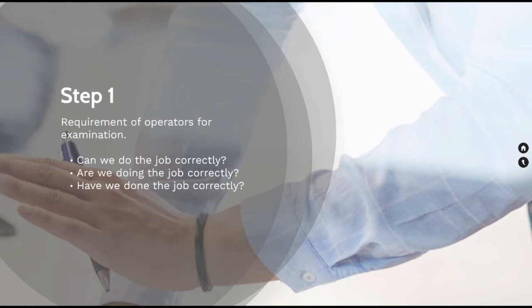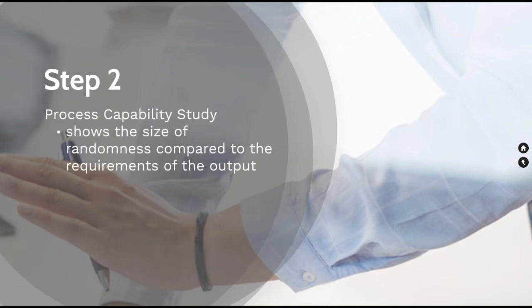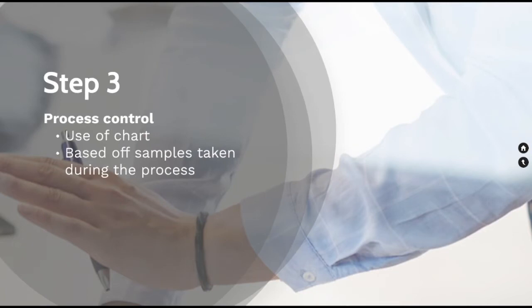The second step, also known as the process capability study, shows the size and the randomness of the problems compared to the specified requirements expected in the output. The third and final step is the actual process control, the point where the charts come into play, in particular the control charts as previously mentioned. The operation of these control charts is based off of samples taken during the process.